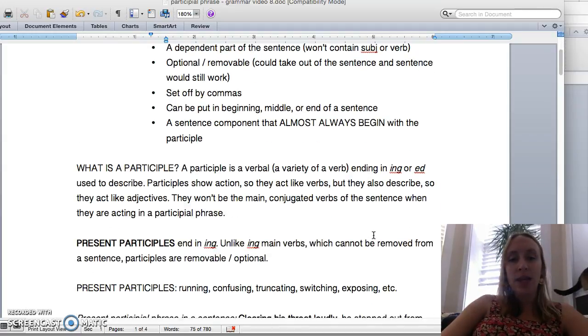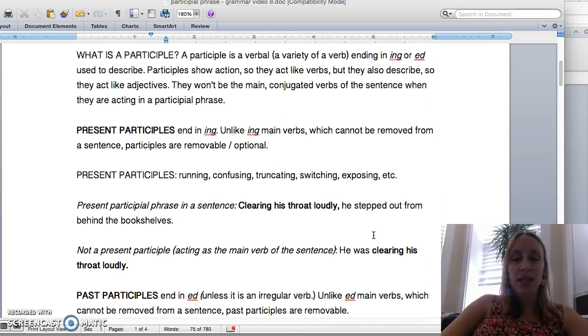A participle is a verbal, which is a kind of verb that isn't acting exactly like a verb, acting in a different way, that ends in ing or ed. Ing for present, ed for past. Participles show action, so they act like verbs. They also describe, so they act like adjectives. They won't be the main conjugated verb of the sentence, like we said.